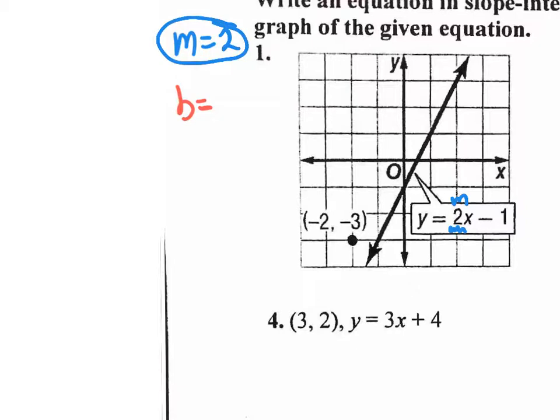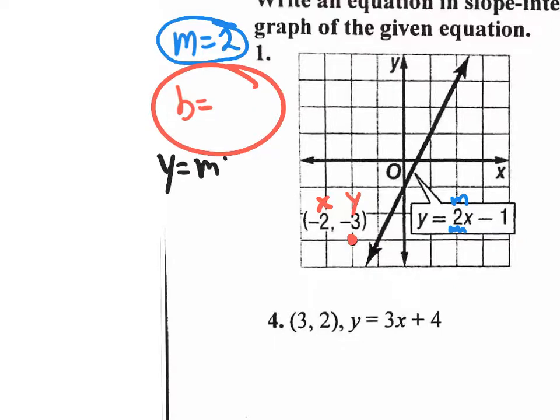And then they say our line passes through the given point. They give you this point right here. This point is negative 2 for x, negative 3 for y. Now, we need the b value. They don't give us the b value. They give us the x and y value. You guys with me? Yeah. And we know we need to write it in y equals mx plus b. So all we have to do is plug in what we know to find out what we don't know.